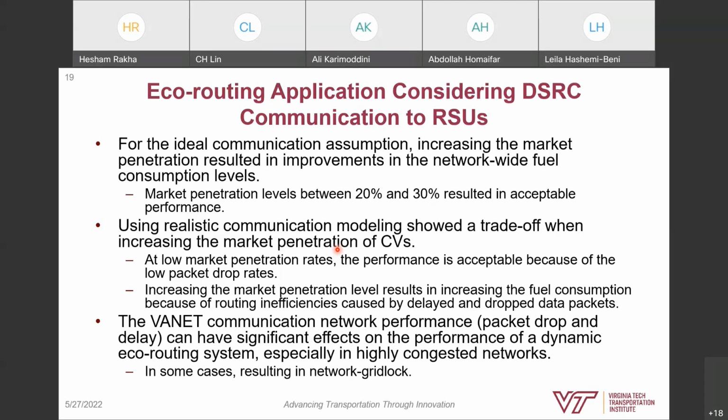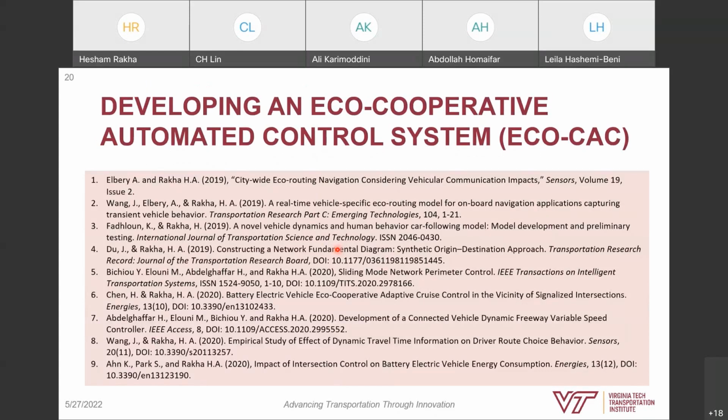If we went higher in the level of market penetration of these connected vehicles, we would typically degrade the communication system, which would degrade the application. And if we went lower than 20%, we would have very low observability of the traffic conditions and controllability of these vehicles, so we couldn't get much benefit from the system. So that's the second project, and I'll open the floor to any quick questions that you might have on project number 2.